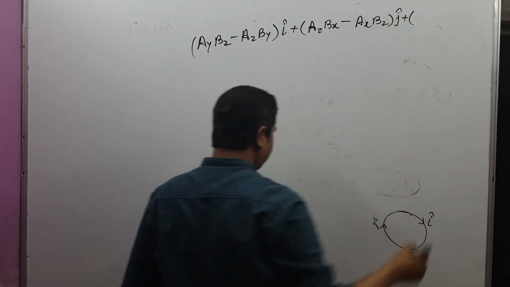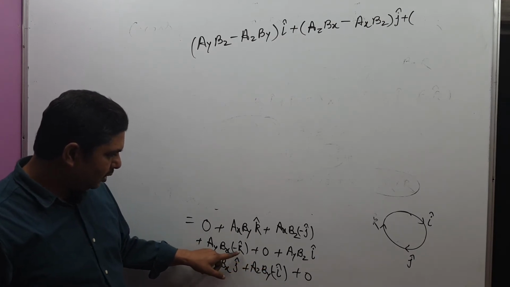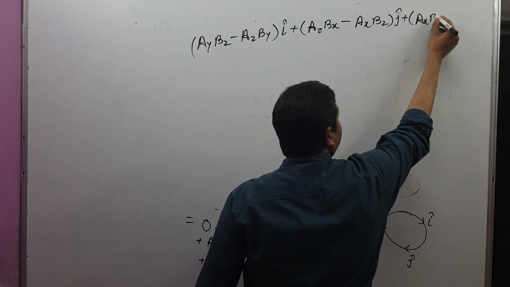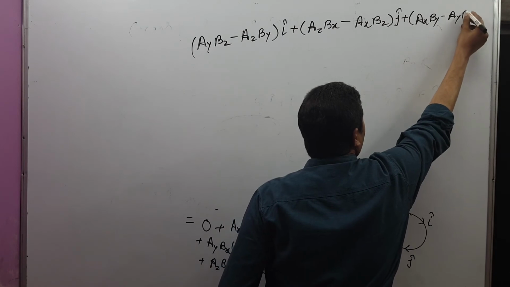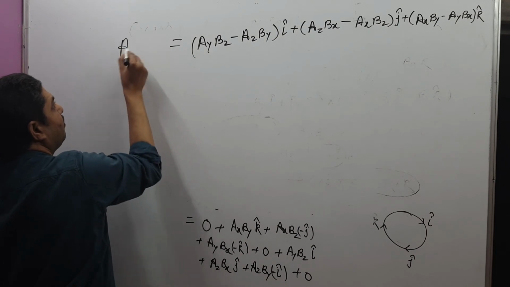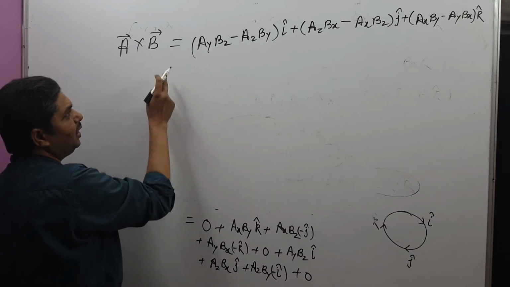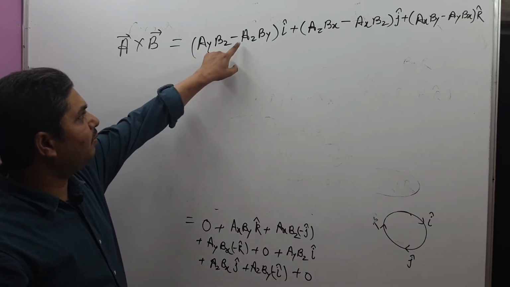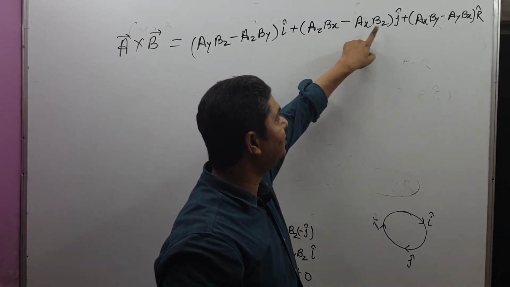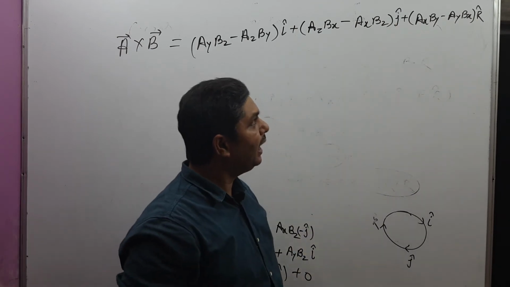Now you have to write the third term K. Here is the third term K and here is also third term K. It is positive, so you write this term AXBY first, give a minus sign, AYBX, and you write here K terms. So this is equal to A cross B. So what is A cross B? A cross B equals AYBZ minus AZBY I cap plus AZBX minus AXBZ J cap plus AXBY minus AYBX K.